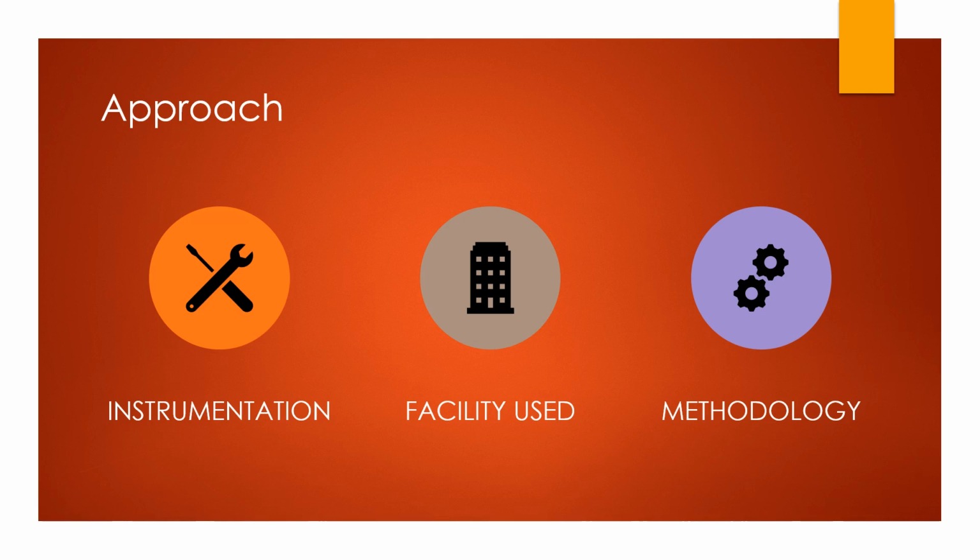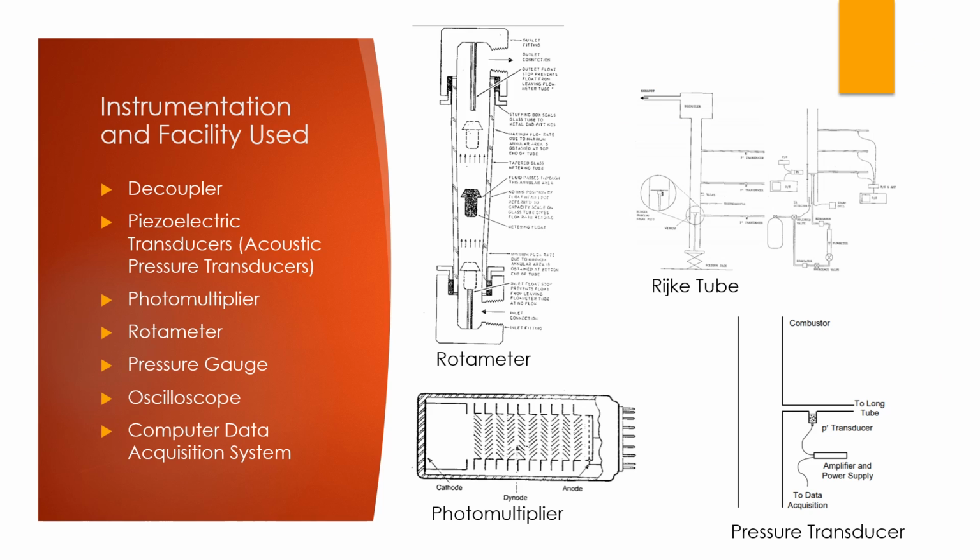I'll now break down the approach to the lab by explaining the instrumentation of the lab, the facility used, and the overall methodology of the lab. Georgia Tech's Engineering, Science, and Mechanics building was used to conduct the experiment because it houses a Rijke tube pulse combustor. The Rijke tube uses several instruments to model the system.